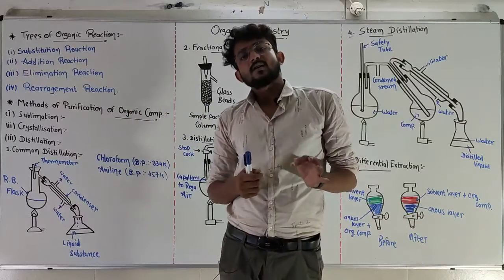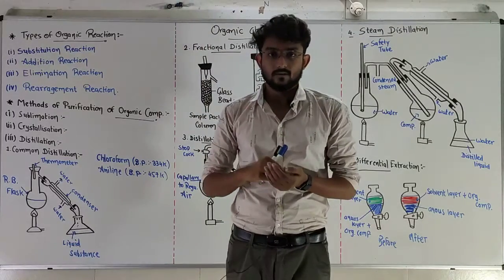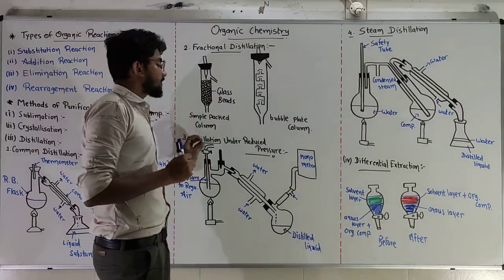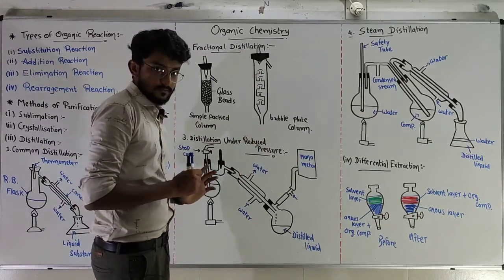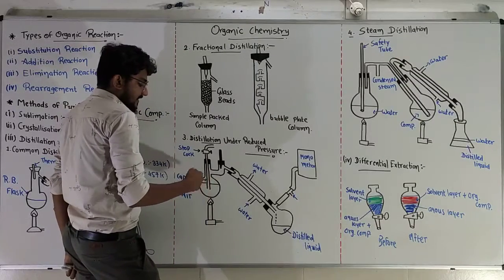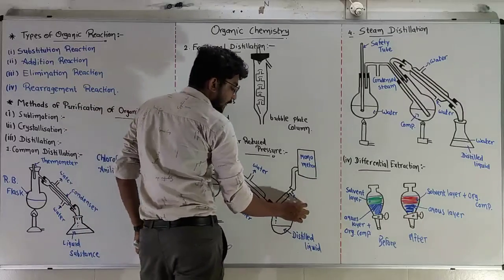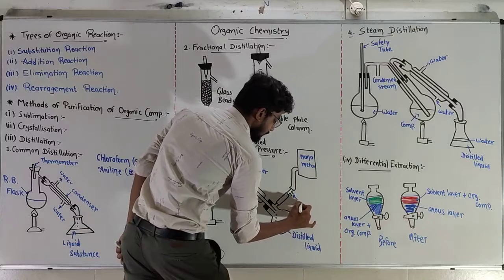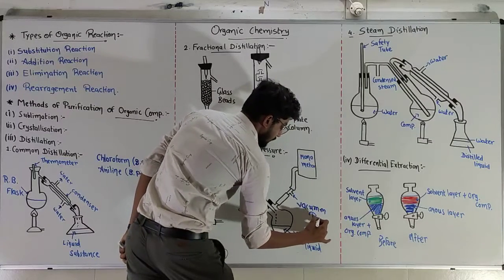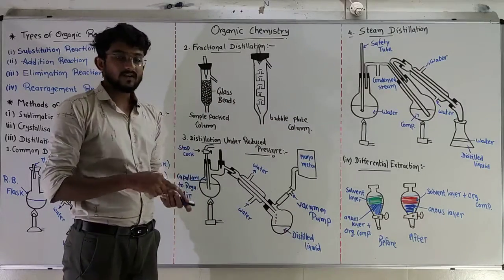So for substances which are going to decompose before they reach their boiling point, we are going to use distillation under reduced pressure. What we are going to do is reduce the pressure inside the vessel by using a vacuum pump, so that the pressure of the system will be less.